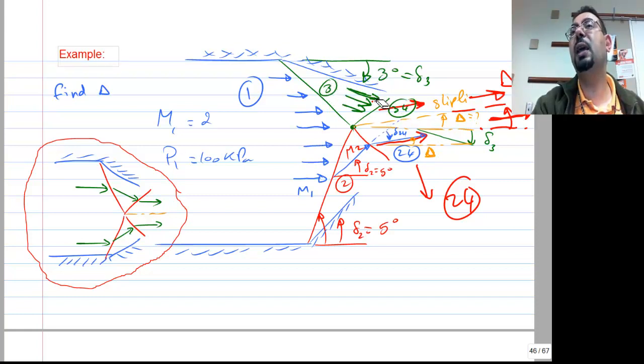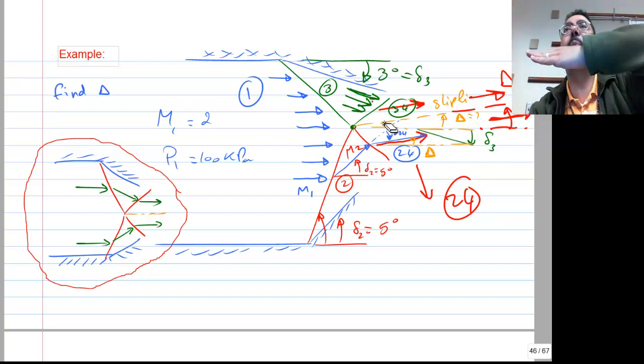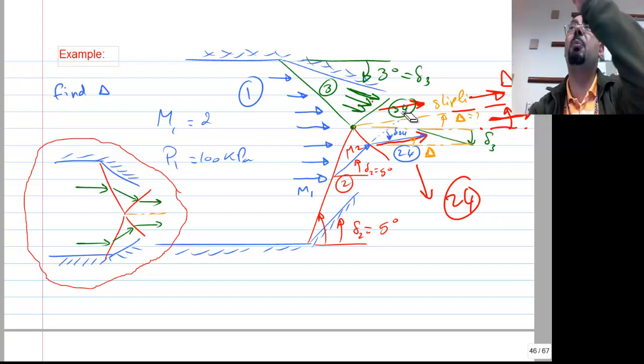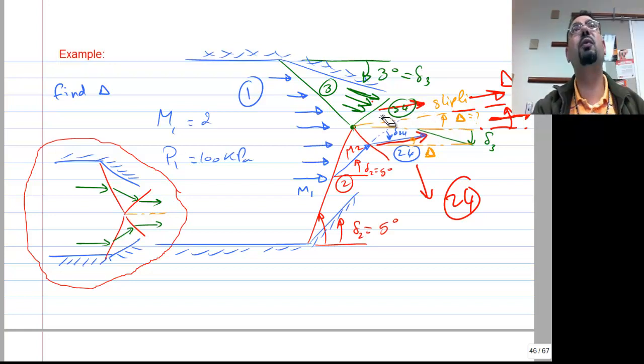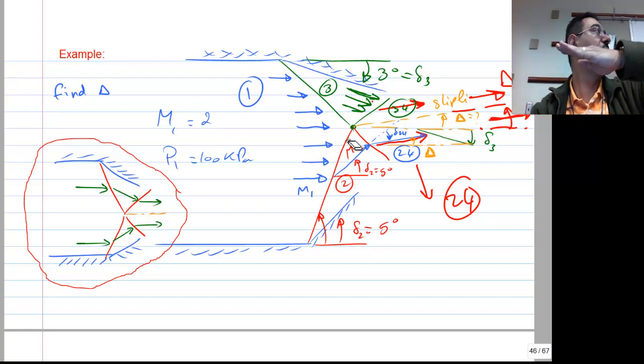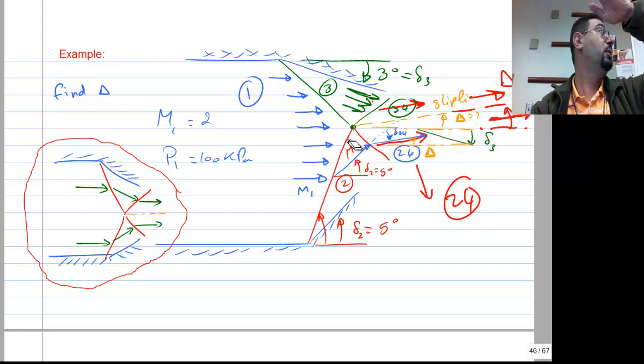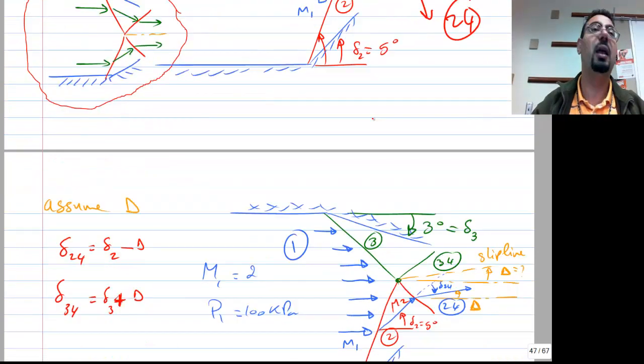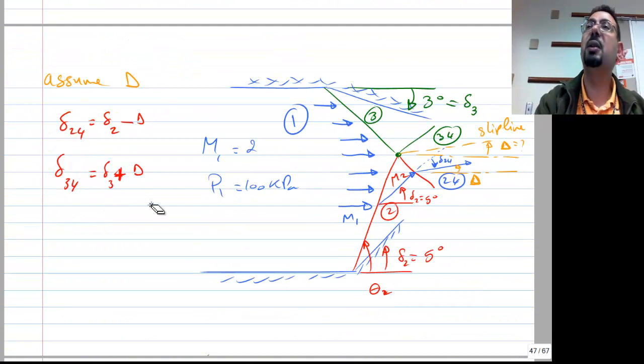And then after the second shock, you have to go in that common direction. So not only did we straighten him up so that he's moving horizontally, we even pushed him up, capital delta. So how much deflection did we give him? First we made him horizontal, and then we even pushed him up. So this delta 3,4 is delta 3 plus capital delta.